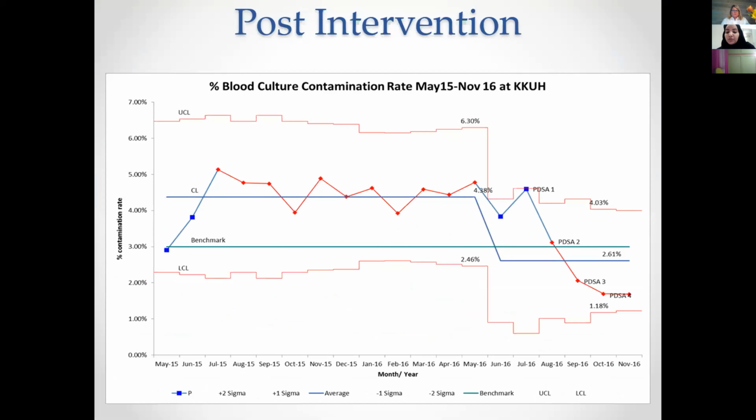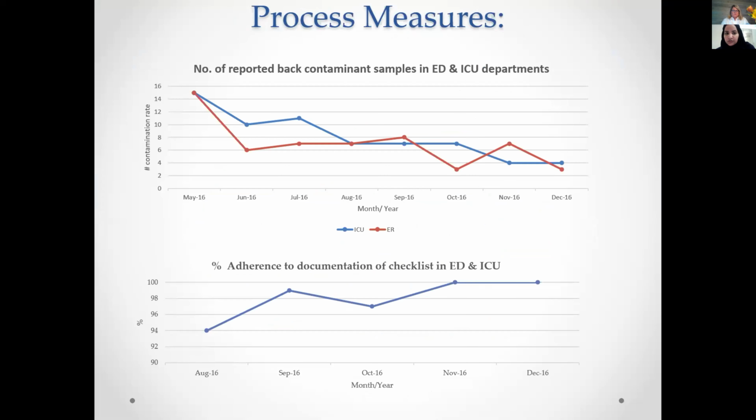When we compare before, as we see here in the control chart, the rate before we started to implement it and after we implemented the 6 PDSA, there is a significant improvement in the total rate of blood culture contamination all over the hospital.